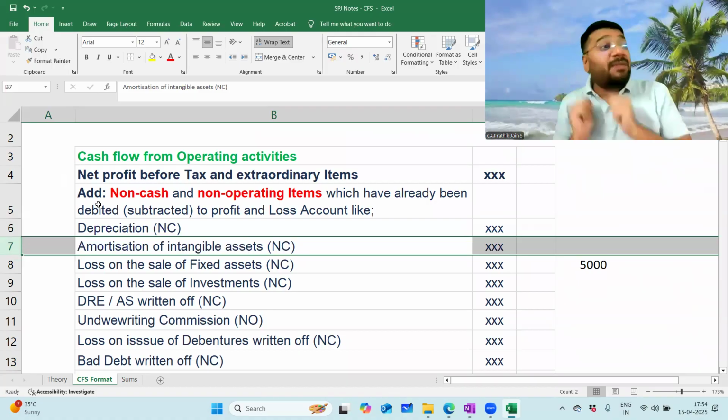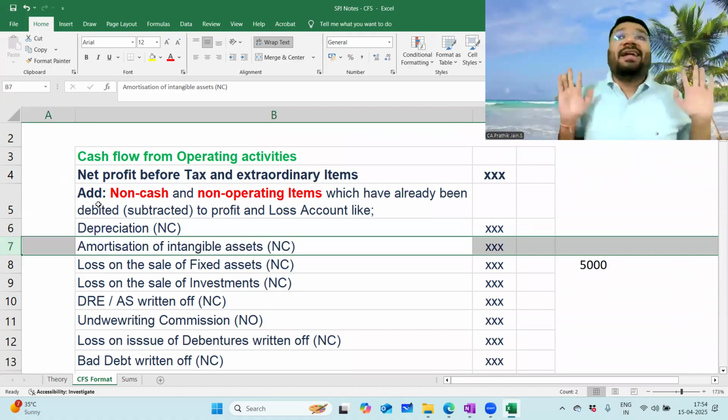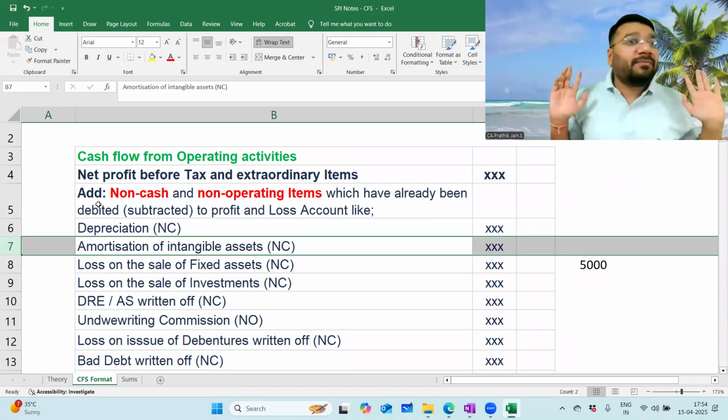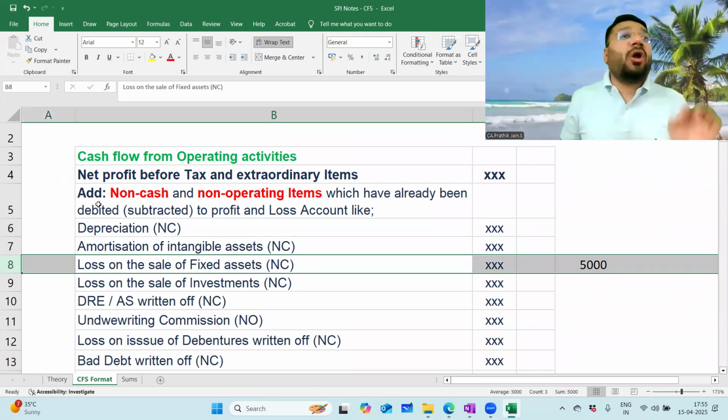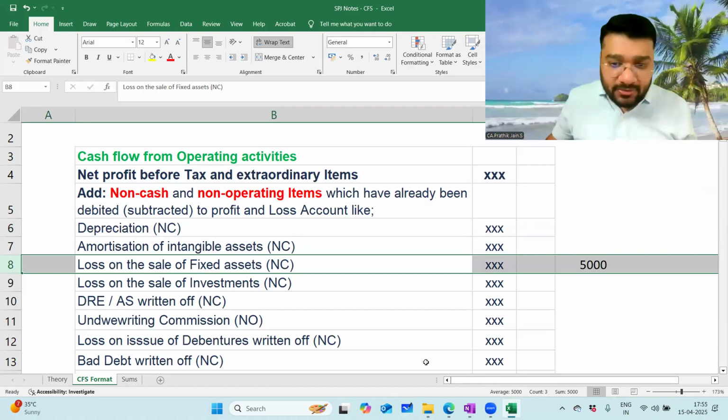Similarly, next item is amortization. Depreciation is for tangible assets. Amortization is for intangible assets. Same treatment. Wonderful. Next, loss on sale of fixed asset. Loss on sale of fixed asset. Now, let's come back to this.